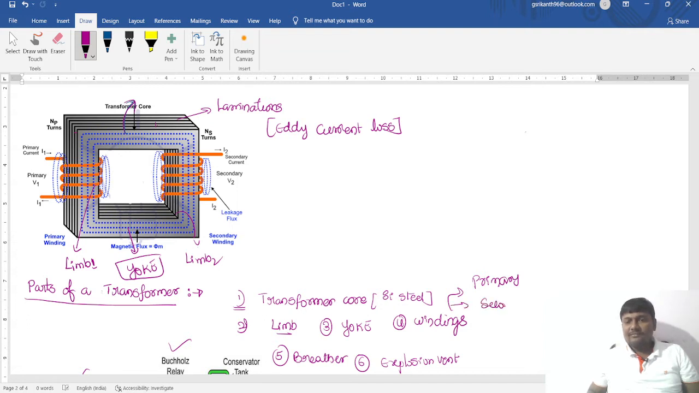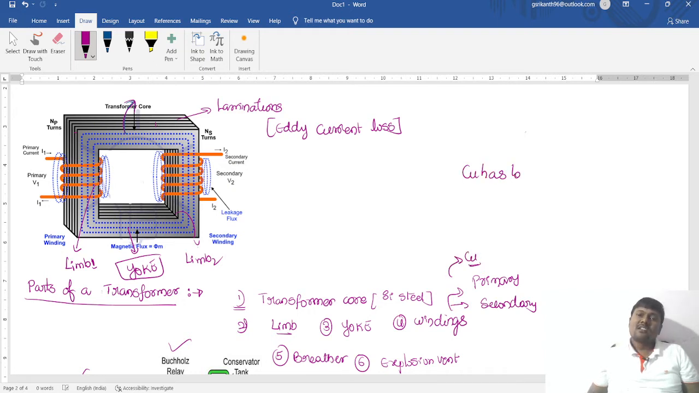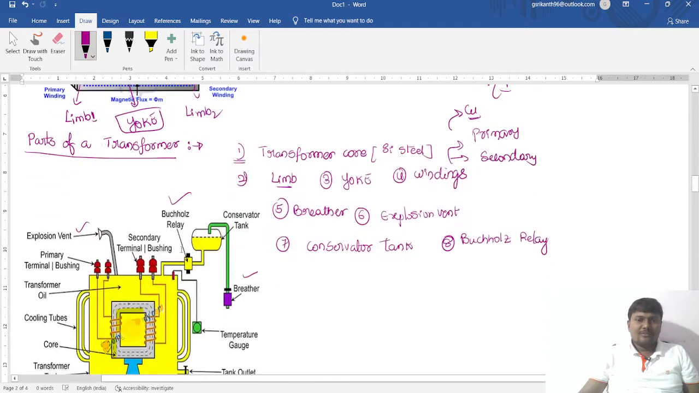And generally the windings, we have a primary winding and one more winding called the secondary winding. Generally the primary winding or secondary windings are made up of copper. Why? Because copper has low resistance. If the copper has low resistance, it means I square R losses are also less. Then the efficiency will be improved. The performance will be improved with reduction of losses. And the primary winding is wound on limb 1 and the secondary winding is wound on limb 2.